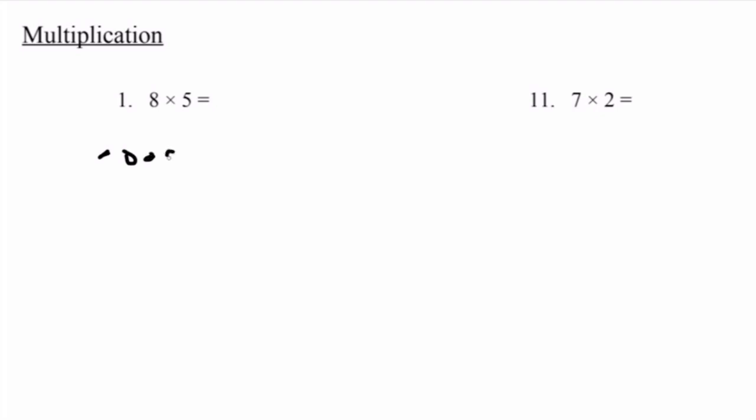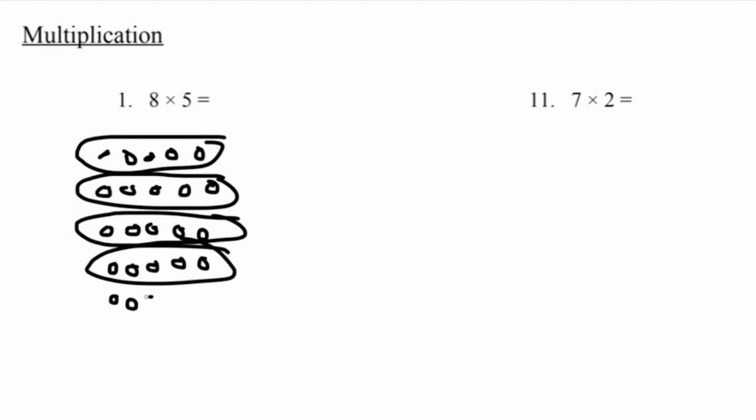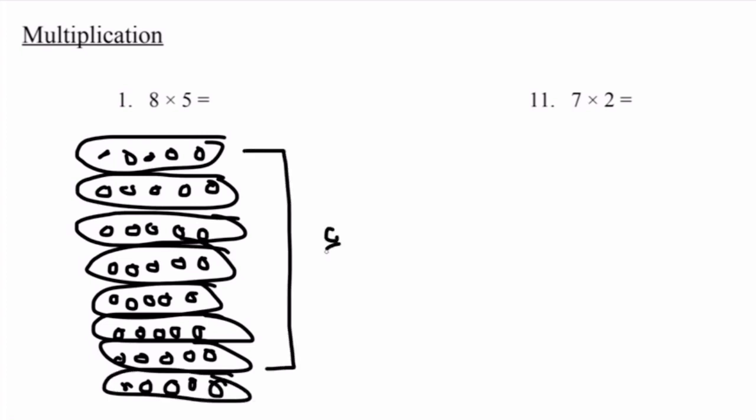1, 2, 3, 4, 5. Our first group, 1, 2, 3, 4, 5. Second group, third group, fourth group, fifth group, sixth group, seventh group, each with 5 circles. Our eighth group. We have a total of 8 groups of 5 circles.